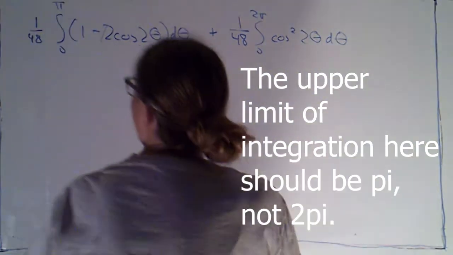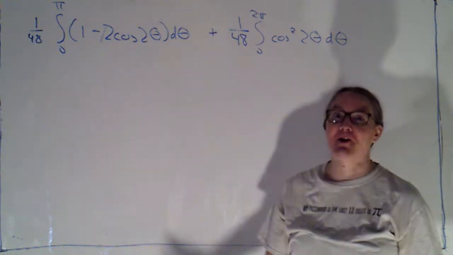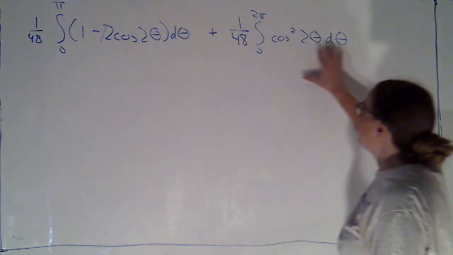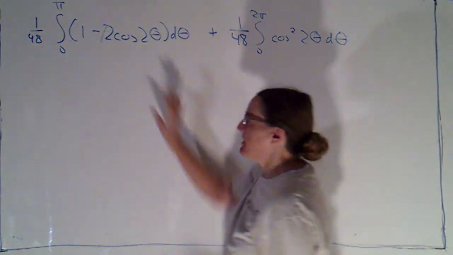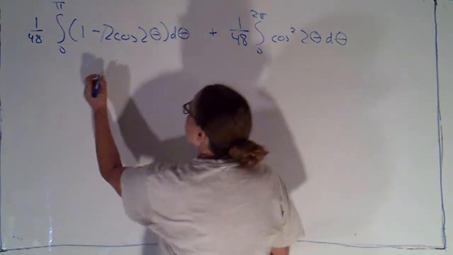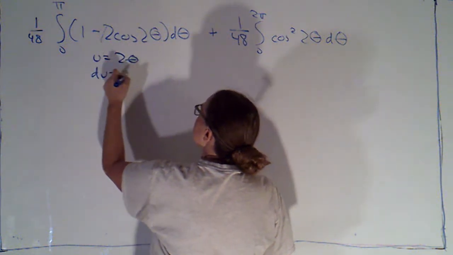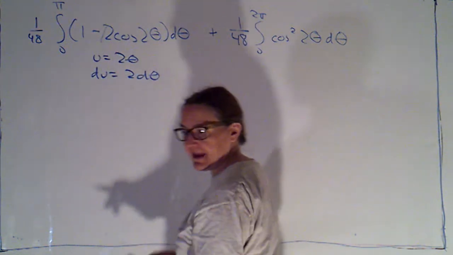Okay, so as so often happens in this class, we're in the middle of a long problem. We had left off last time having to do these two integrals. So let's just knock this one out real quick. I'm going to do a very quick u sub. I'm going to let u equal 2 theta so that du is 2 d theta.